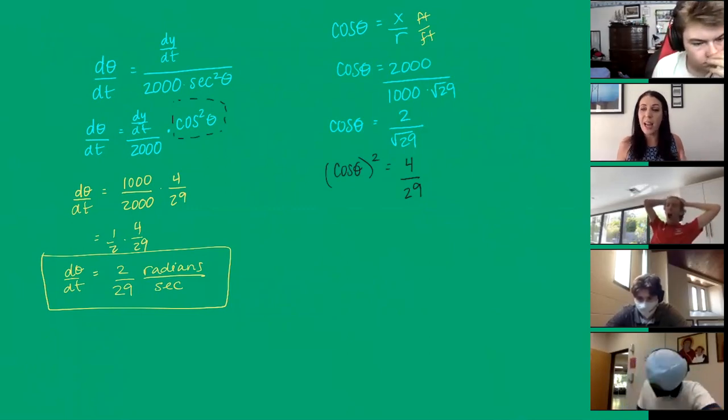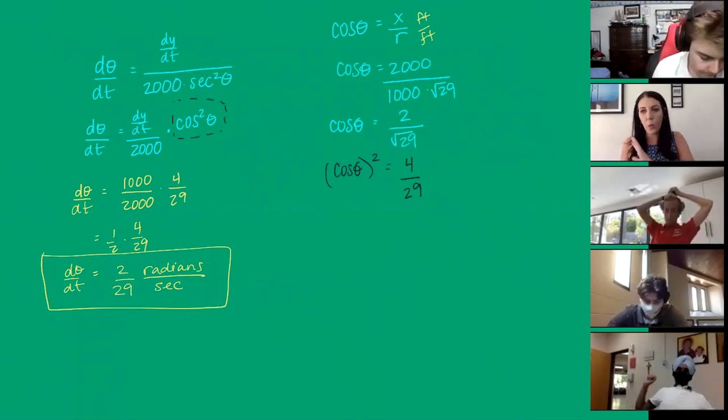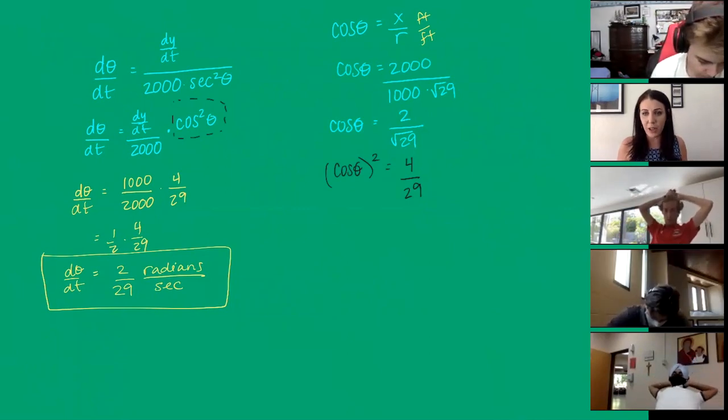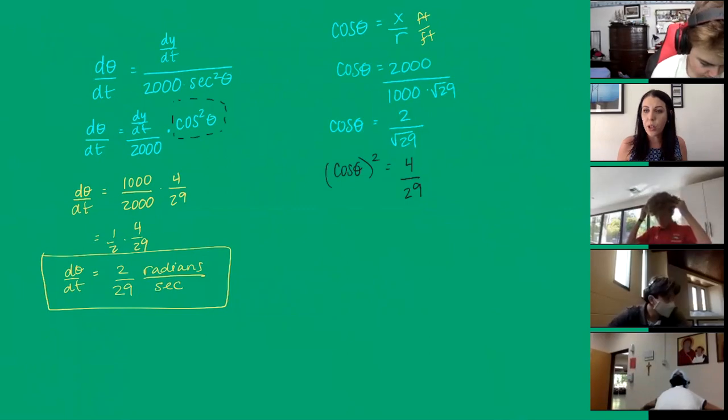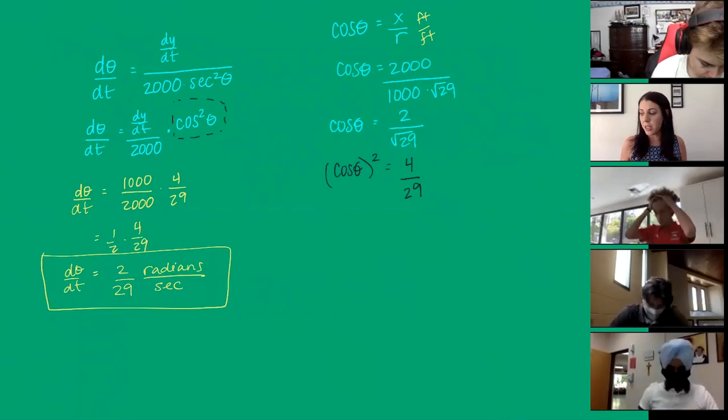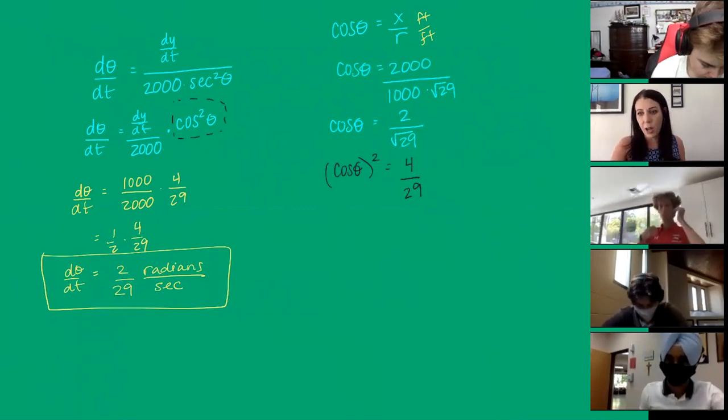Radians are technically unitless. And also, just a hint, we are never going to use degrees in AP Calculus. We are exclusively going to use radians. So if you're wondering if it's degrees or radians, it's always going to be radians. We get 2/29 radians per second. Fantastic job. Are there any questions on any part of this problem?